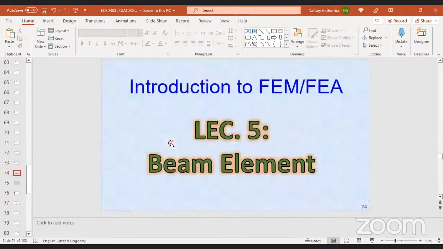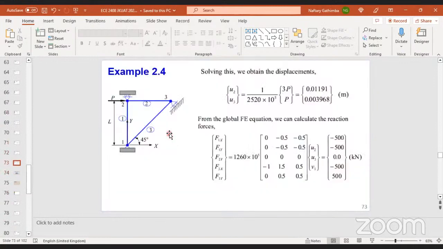Next week, we move to the beam element, but not before you have done enough practice on this. And also, you may have to agree when next we need to have our first CAT. That's all. I stop this record.